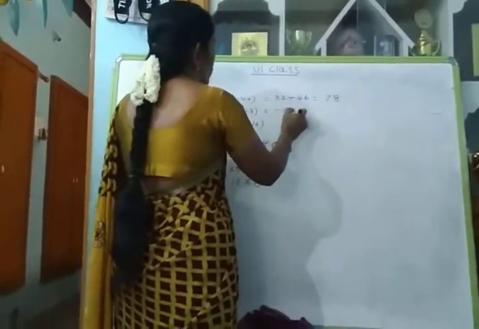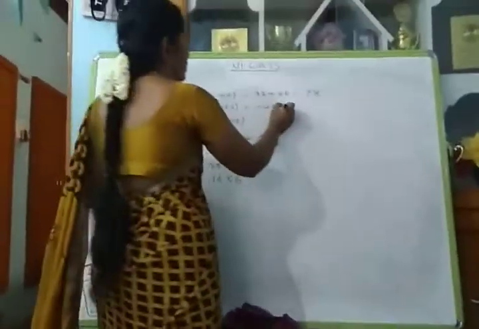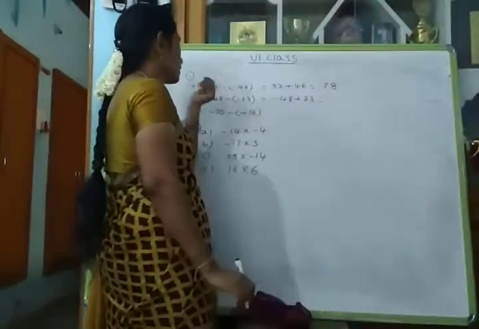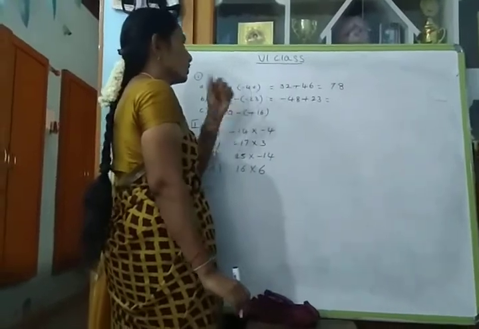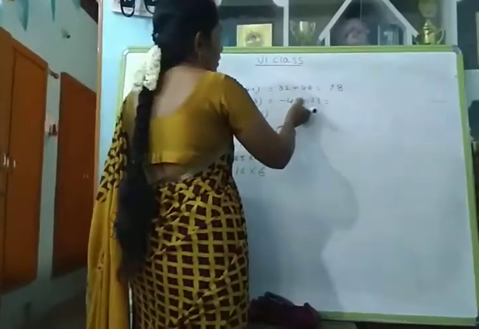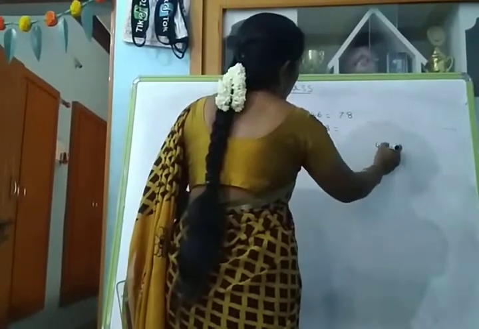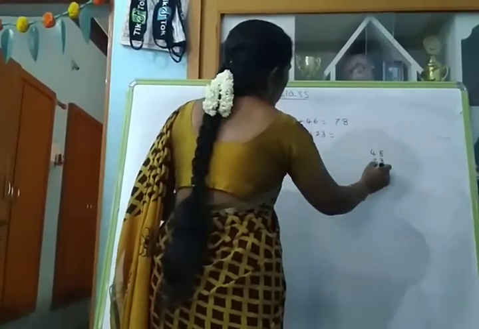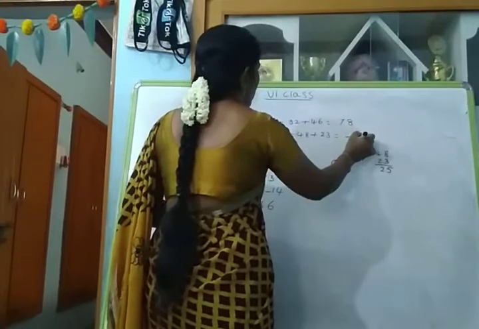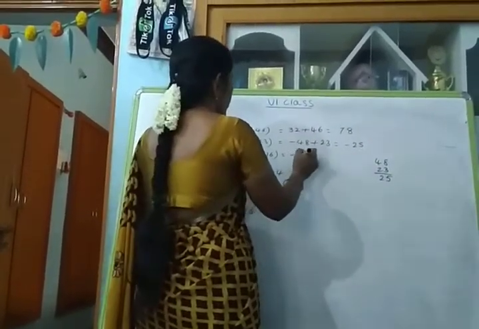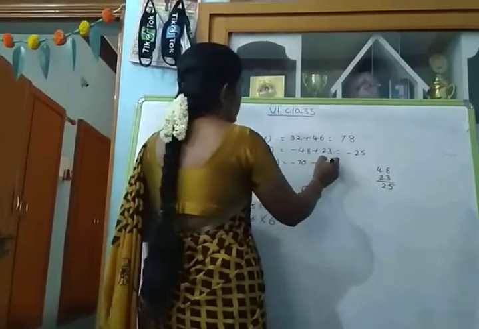Here minus 48, minus into minus plus 23. Here both negatives we are subtracting. In the first one, one positive and one negative. So here you get one positive, one negative. First you subtract 48 minus 23. 8 minus 3 is 5, 4 minus 2 is 2. So minus 25 is the answer.